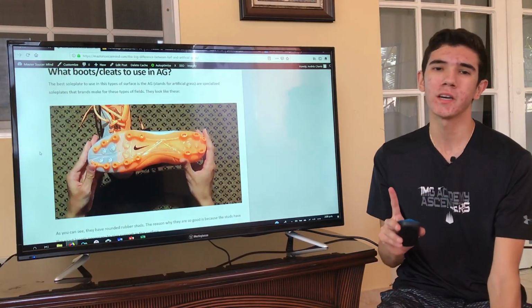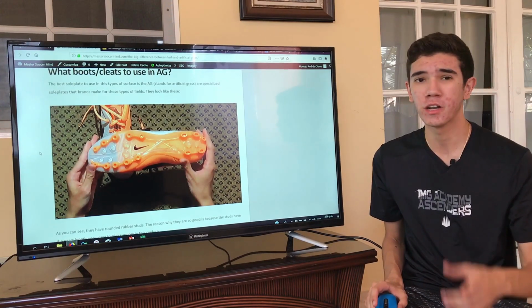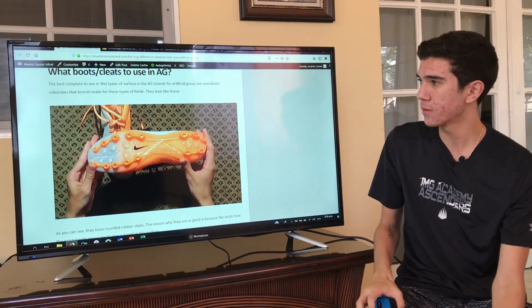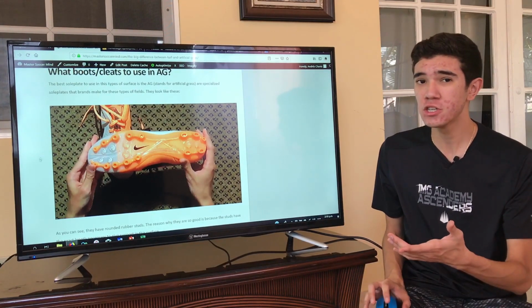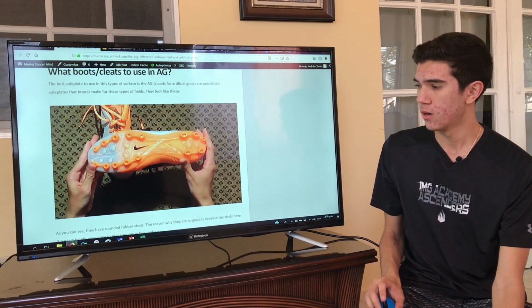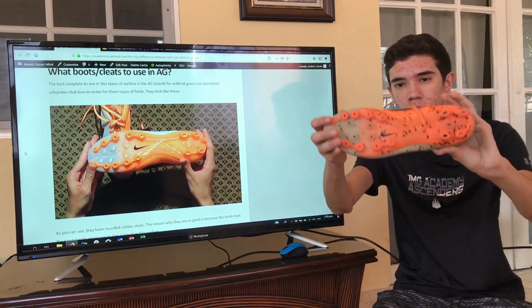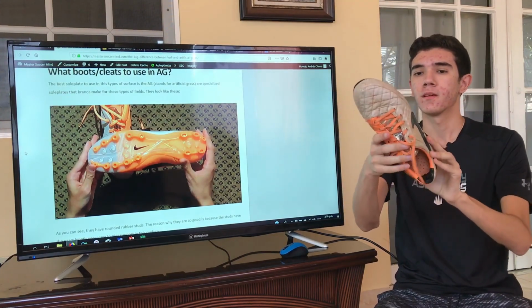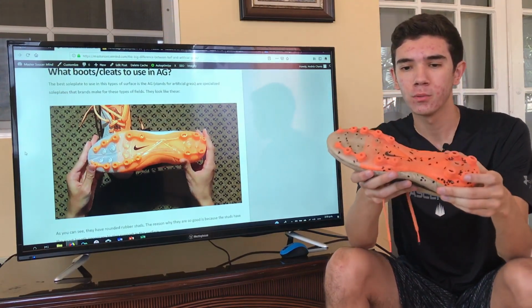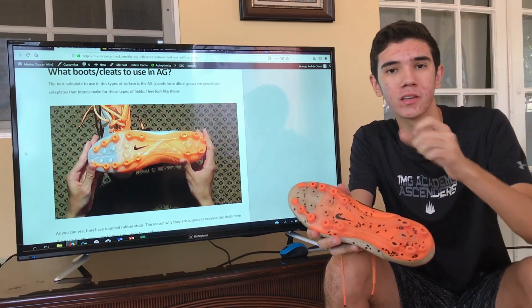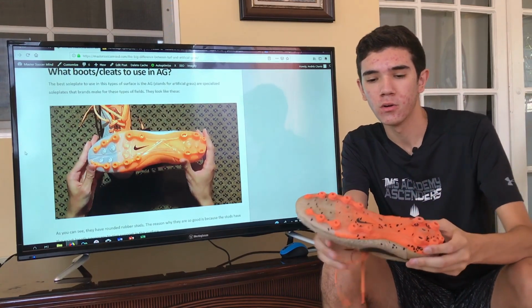Okay, so what type of soccer boots can we use on AG or artificial grass? Basically, here on the screen I have a picture of an AG sole plate of the Nike Tiempo. Here you can see I brought it in real life too. This pair of soccer boots, this sole plate, is specifically made for the surface that I described, artificial grass or AG.